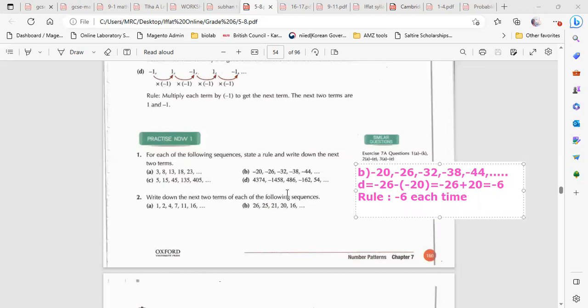So how can you write the next two terms? Minus 44 minus 6. What is that? The next term is minus 44 minus 6. So you will get minus 50. Now minus 50 and minus 6. So you will get here minus 56. Okay. So you can copy this. This is your part B.